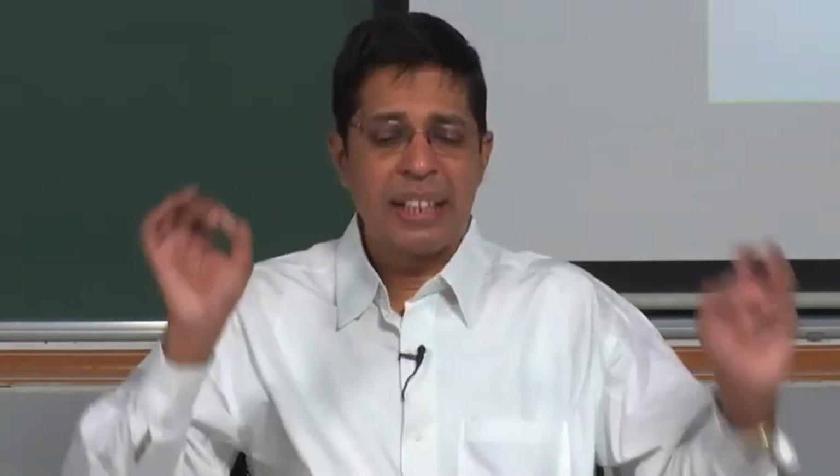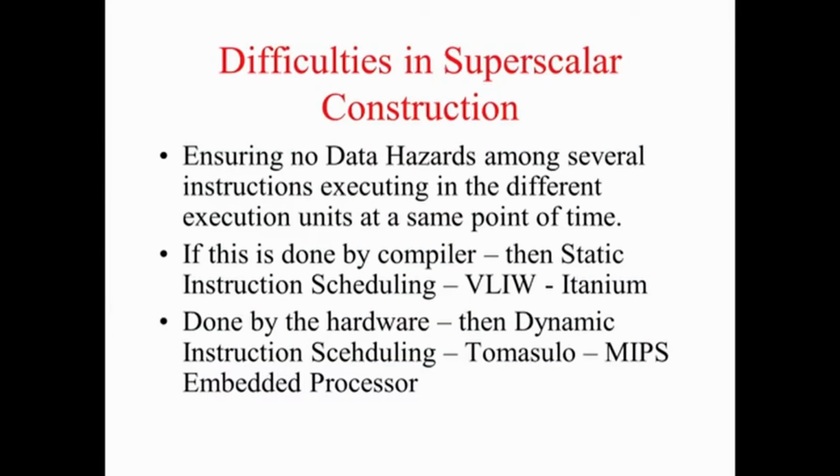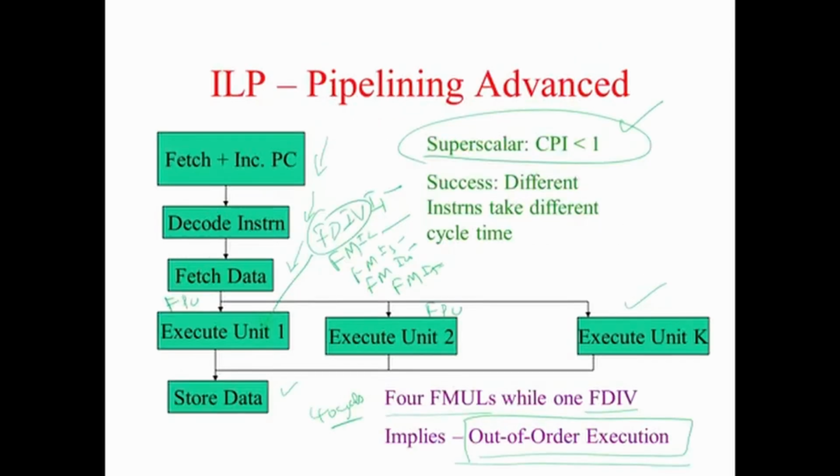So this type of an architecture can get this superscalar behavior. If you want superscalar behavior, we need this type of pipeline environment. Is it fine? So what are the difficulties in the superscalar construction? Difficulty 1 is that I have to ensure no data hazards. There will be several instructions executing, and I have to see that there are no data hazards, meaning if there are data hazards, I need to handle them. What I mean by handling a data hazard is this: if I2 depends upon I1, then I just keep I2 waiting till I1 finishes.